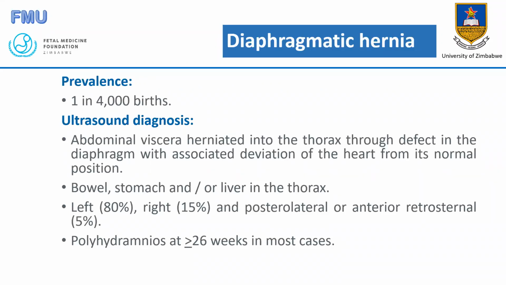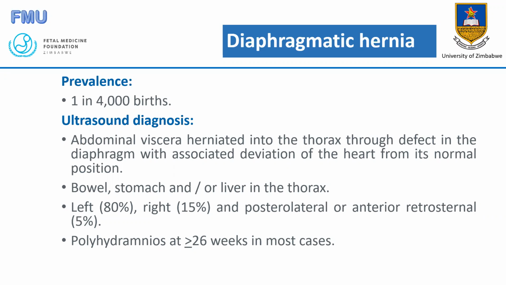Diaphragmatic hernias. I think we've seen quite a couple of them now. As common as 1 in 4,000. How do we know that there is a diaphragmatic hernia? The abdominal viscera herniate into the thorax through the defect in the diaphragm, with associated deviation of the heart from its normal position. Bowel, stomach, and liver may be in the thorax. It is left-sided in about 80%, right-sided in about 15%, and posterolateral or anterior retrosternal in about 5%.